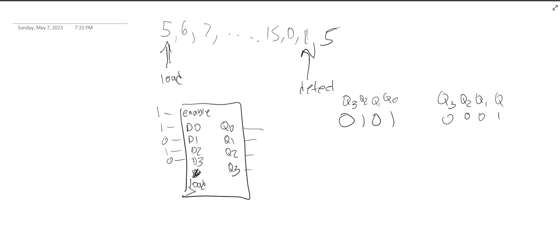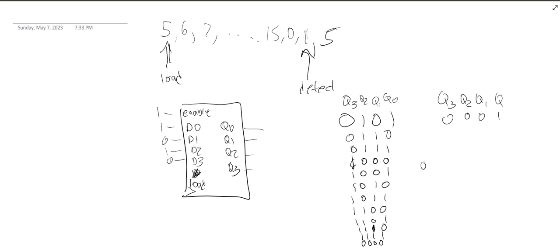Well, Q0 is going to be 1 a lot of times before we actually get to 1. So if we start with 5, then we have 6, 7, 8, 9, 10, 11, 12, 13, 14, 15, 0, 1. And this is the one we want to detect.